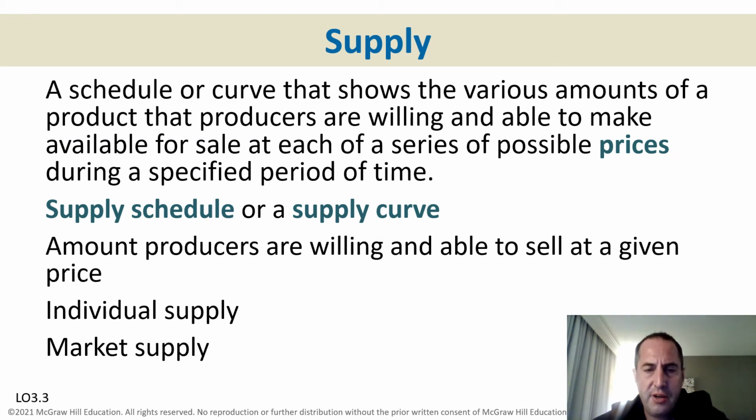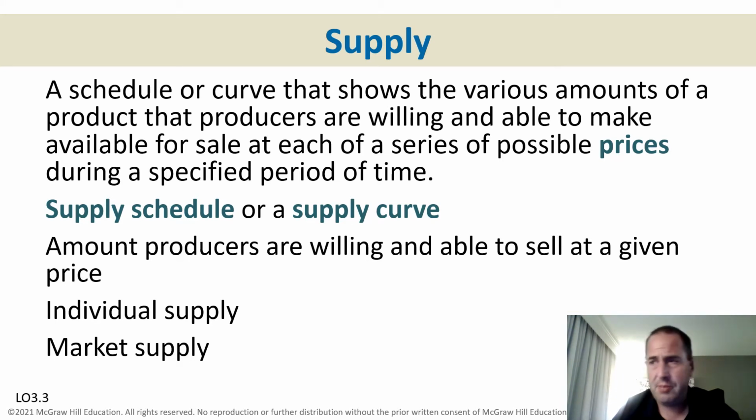Supply. A supply curve is always upward sloping. It's the opposite of the demand curve. It shows various amounts of a product that producers are willing and able to make available for sale at each of a series of possible prices during a specified period of time. Supply schedule or supply curve, we just discussed. It's the amount producers are willing and able to sell given a price.